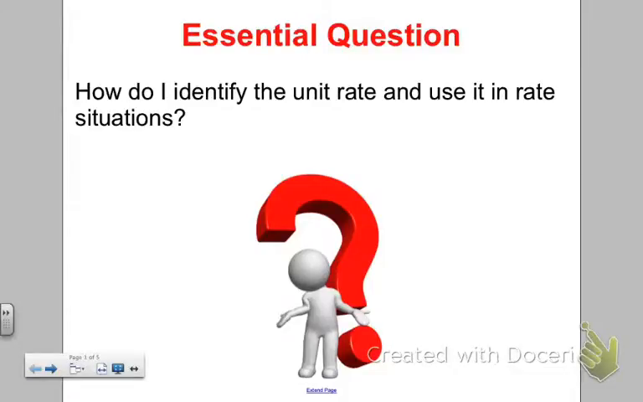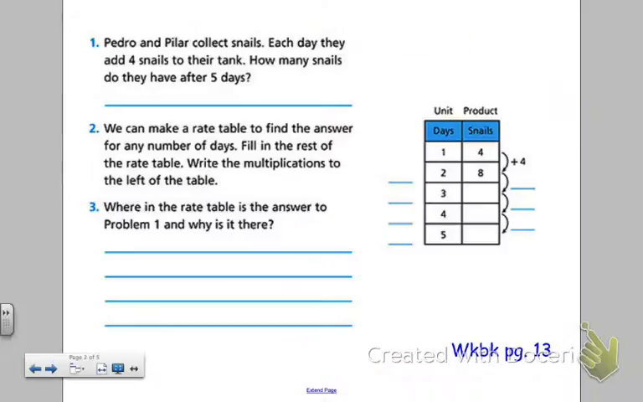In lesson 4, we're going to answer the question, how do I identify the unit rate and use it in rate situations? If you take a look at workbook page 13, you see this problem.